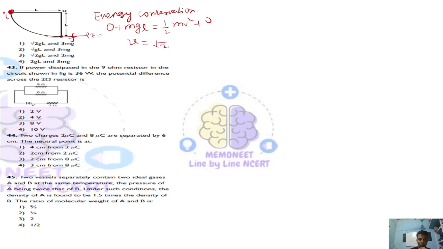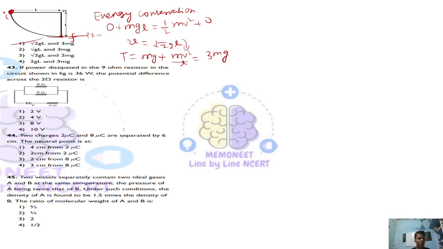Velocity comes out to be root 2gL, and the tension at the bottom is mg plus mv square by r, that is mv square by L. Once you calculate the tension, putting the value of v from here, it comes out to be 3mg. So root 2gL and 3mg. Option first will be the correct answer.